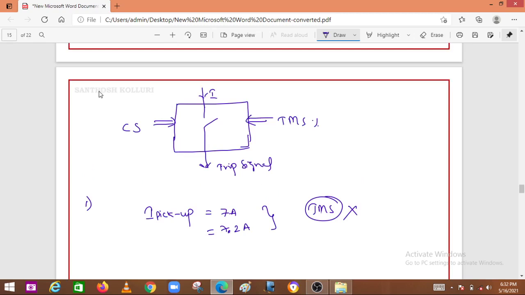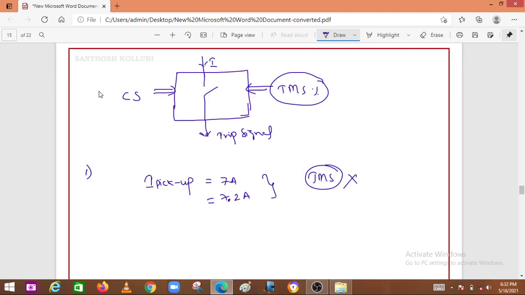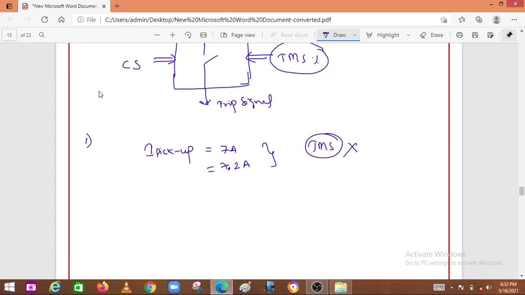So for the instantaneous overcurrent relay there is no provision of TMS, because it operates instantaneously, so there is no need for lag in the operation. In the GENCO examination a question is asked like: the approximate operating time of the instantaneous overcurrent relay is dash. It is like 0.1 second or 100 milliseconds. 0.1 second or 100 milliseconds is the operating time of the instantaneous overcurrent relay.